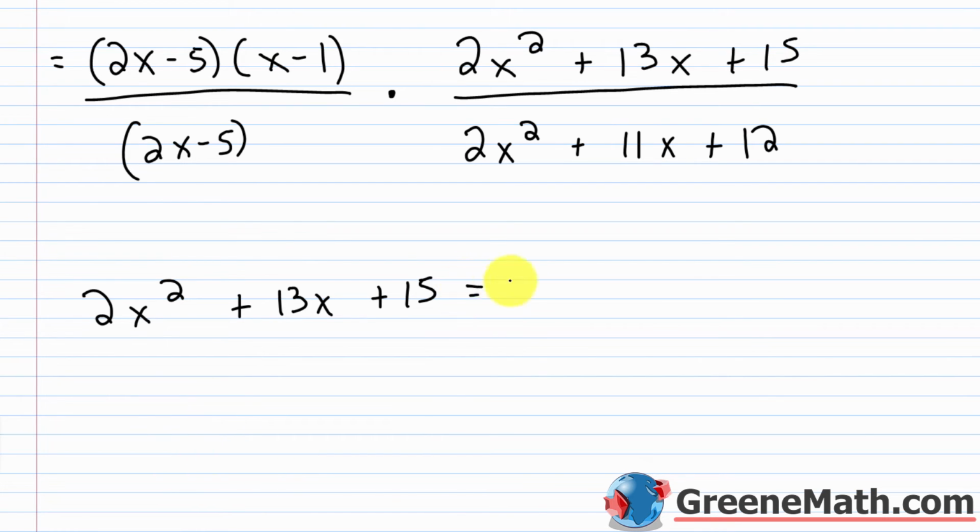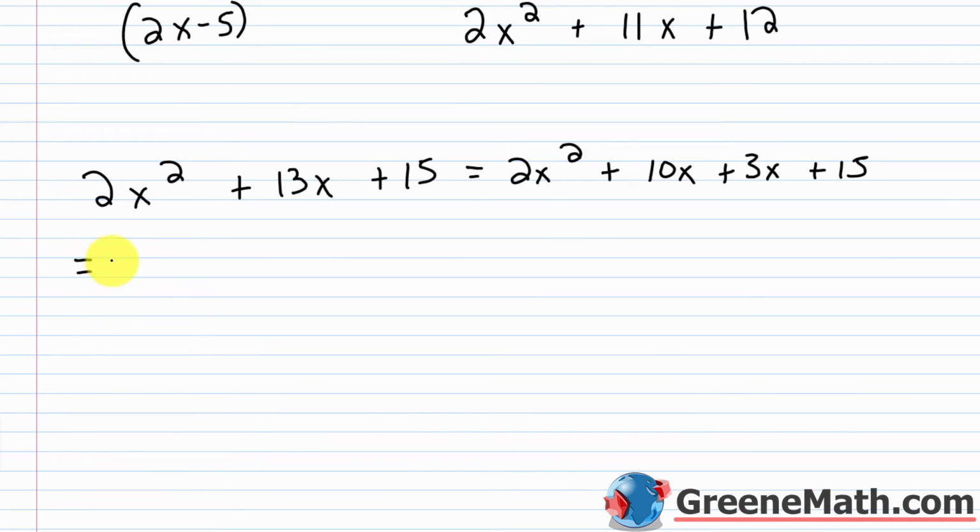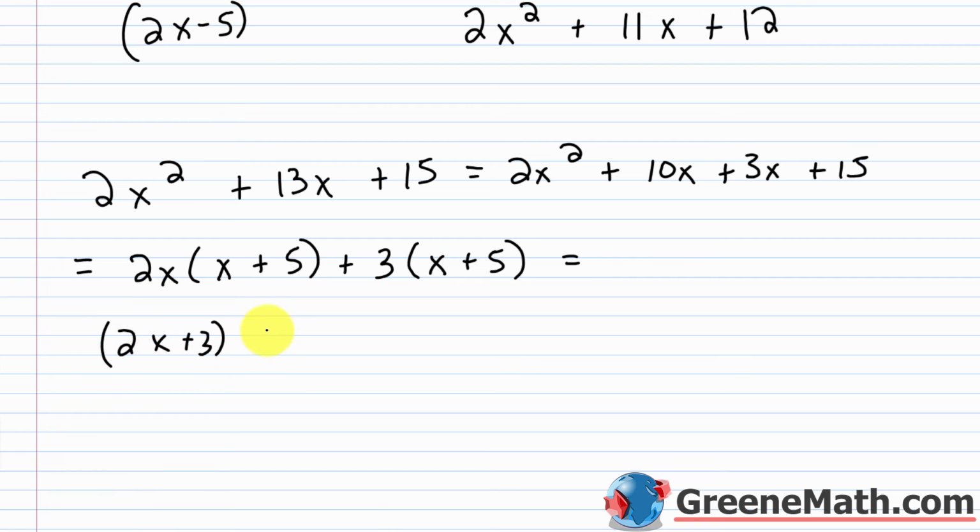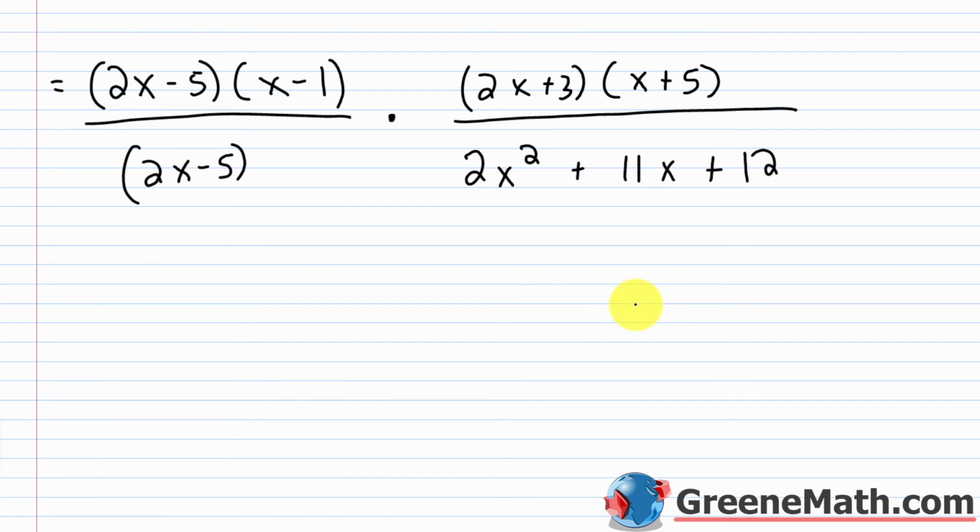So then this equals 2x squared plus 10x plus 3x plus 15. And again, we're going to factor by grouping. From the first group, I'm going to pull out a 2x. That would leave me with an x plus 5. From the second group, I'll pull out a 3. That'll leave me with x plus 5. And so pull out the common binomial factor of x plus 5, and you would get 2x plus 3, that quantity, times x plus 5, that quantity. So let's copy this.